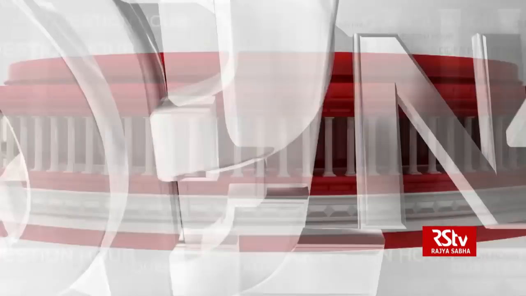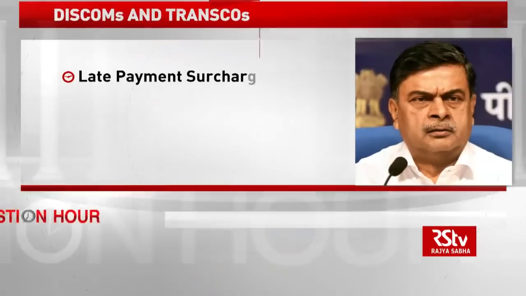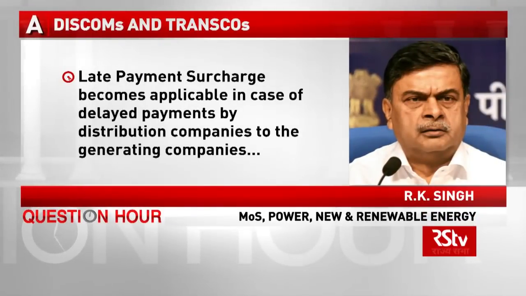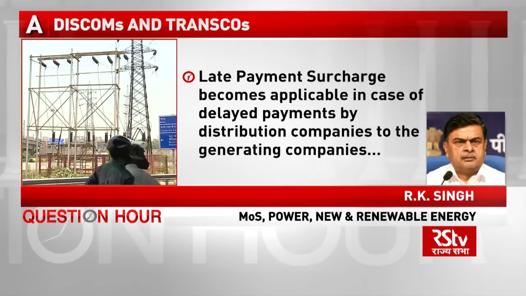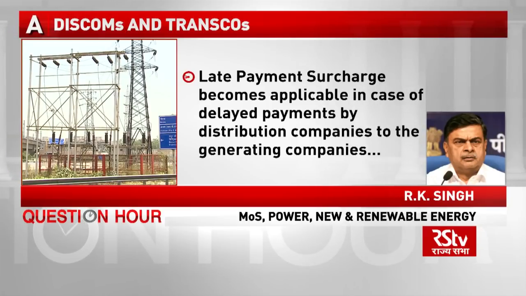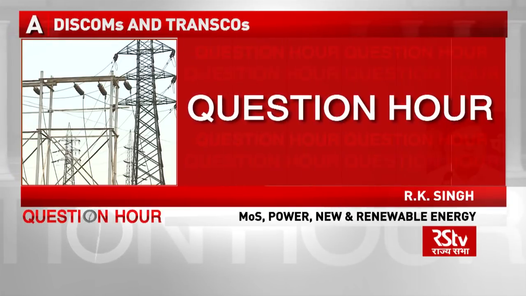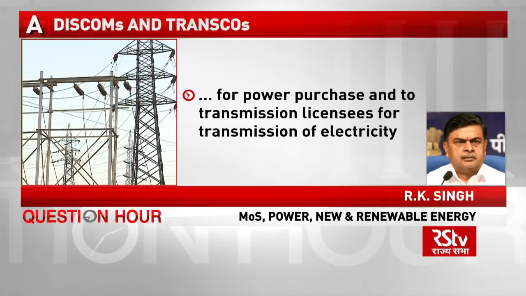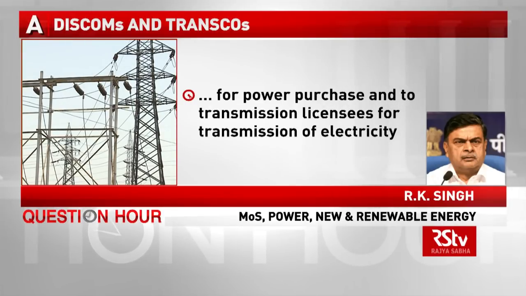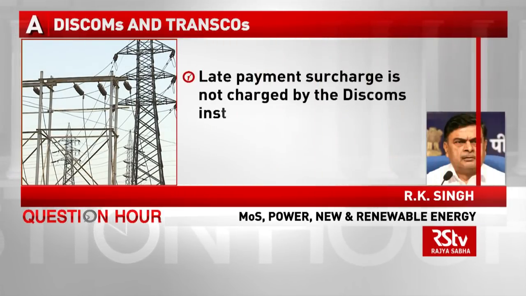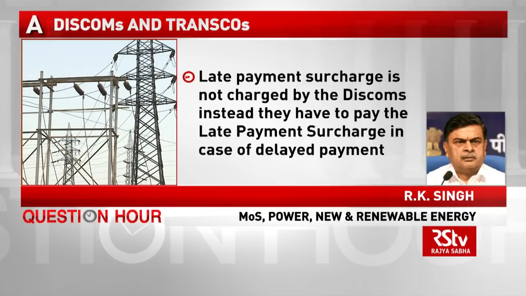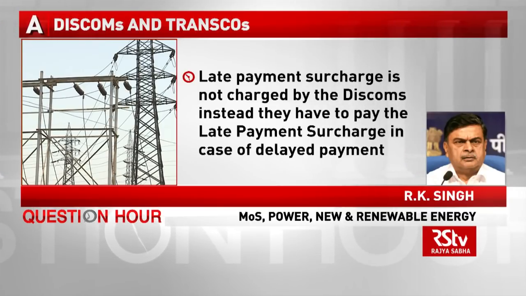In the reply, the ministry says that late payment surcharge becomes applicable in case of delayed payments by distribution companies to generating companies for power purchase and to transmission licensees for transmission of electricity. Therefore, the late payment surcharge is not charged by the DISCOM. Instead, they have to pay the late payment surcharge in case of delayed payment.